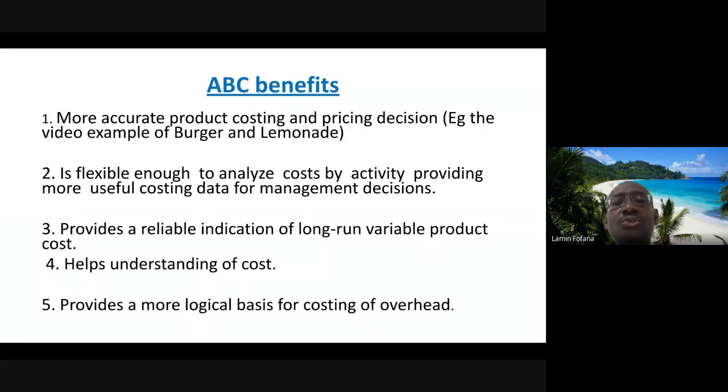Because if we had used the same basis for sharing overhead between burger and lemonade, then the price for the lemonade will be what? It will be inflated. The selling price for lemonade will be inflated because we have included some overheads into the price of the lemonade, which is not realistic. And as such, the burger price will be understated, because the overheads that are supposed to be charged to the burger have been understated. Can you see? Are you with me?